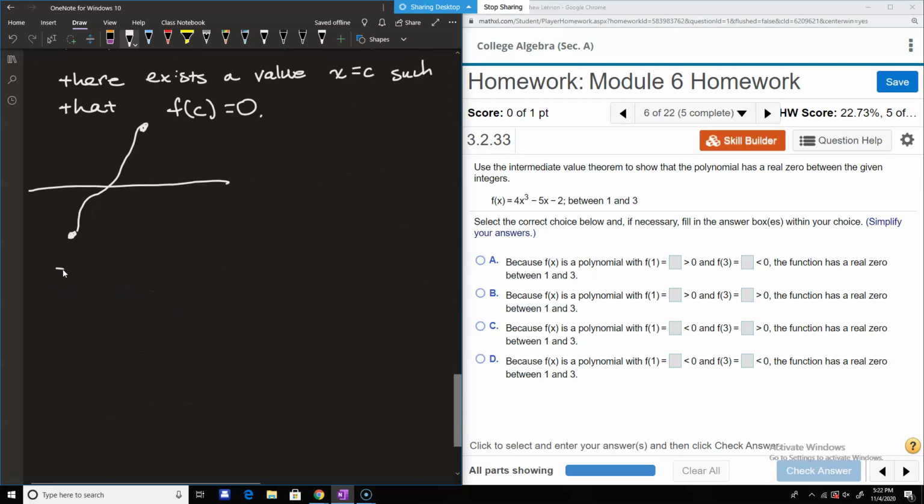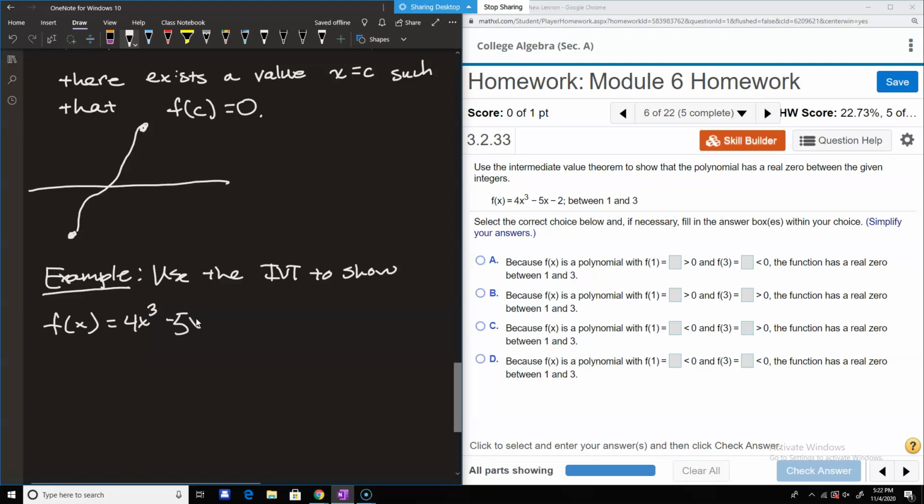So, example, we could use the IVT, intermediate value theorem, to show f of x equals 4x cubed minus 5x minus 2 has a 0 between x equals 1 and x equals 3.